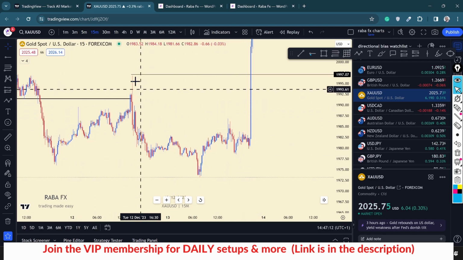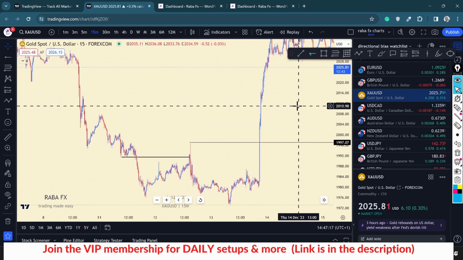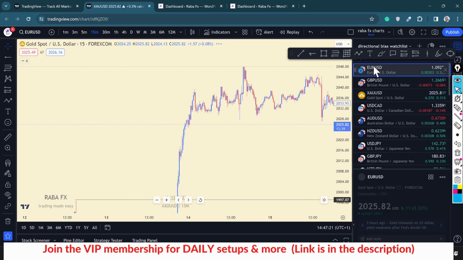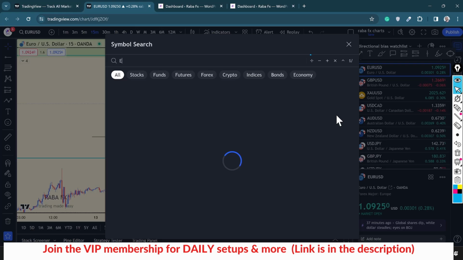In this case, once market takes out this, the market becomes what? Bullish. So reading structure is very, very important. Okay, you can do that. Even go to another pair, whatever pair you are looking at. Let's look at Euro USD.